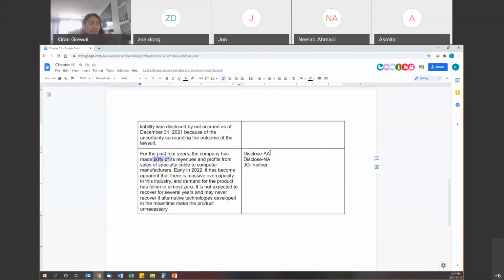The fact that they might lose 90% of their revenues in the future is something that probably should be disclosed to the financial statement users if the auditor can find some sort of evidence on the impact of this to the company's future operations. So if the auditor can find some sort of evidence that this is going to affect 90% of the revenue, and they're going to have a lot less revenue in 2022, then they should do a disclosure.